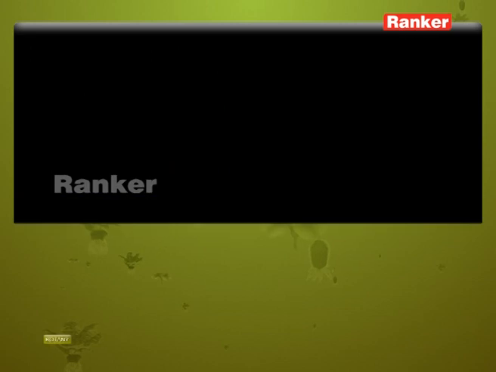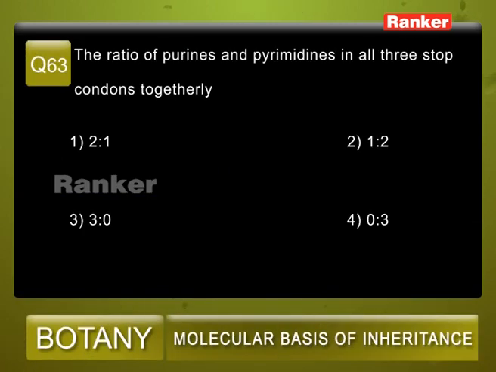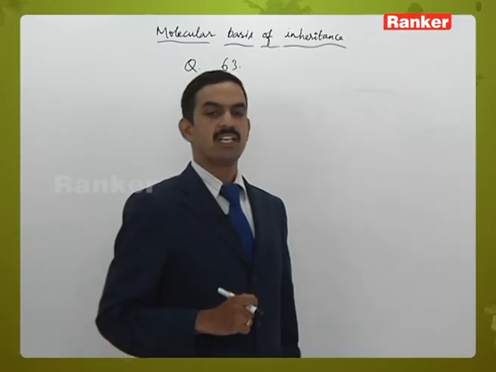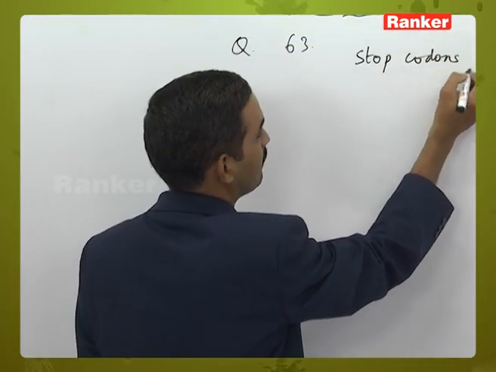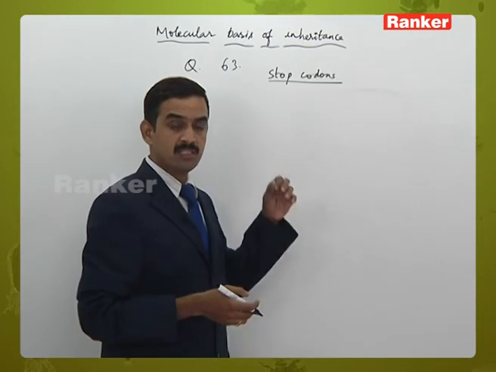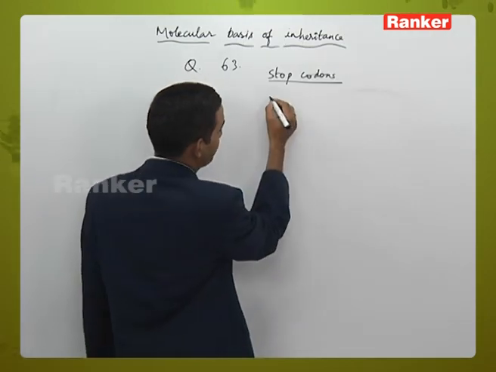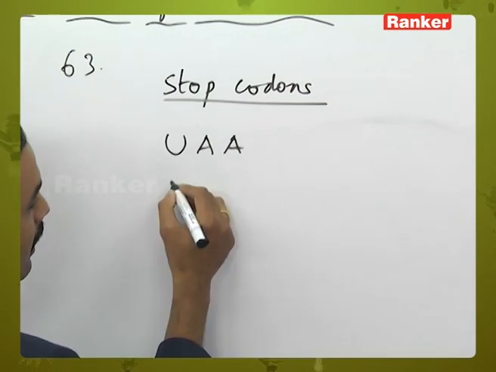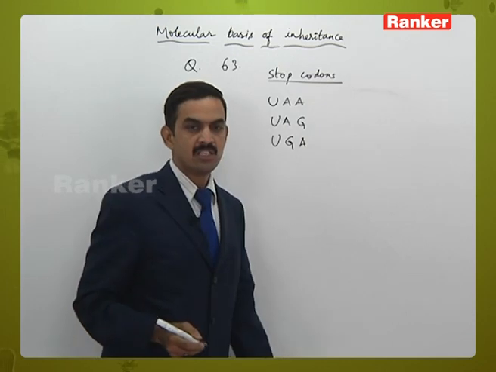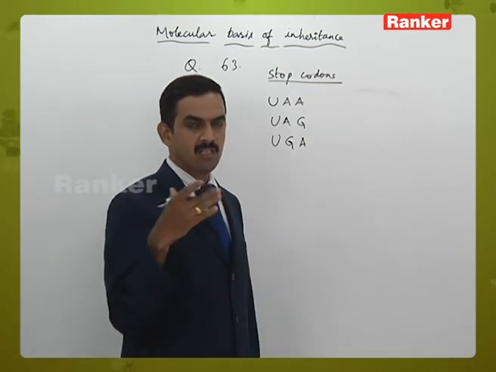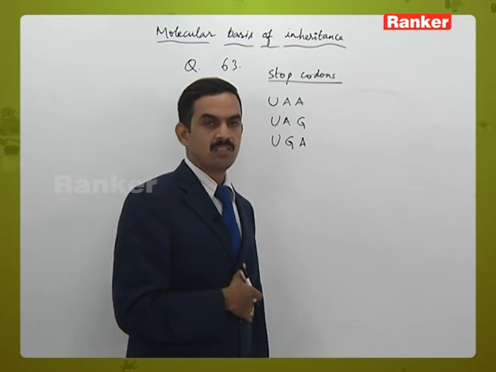Question number 63, the ratio of purines and pyrimidines in all 3 stop codons together. Options: 2:1, second 1:2, third 3:0, 4 0:3. Here the question is related to the stop codons. Stop codons are nothing but the termination codons or the nonsense codons. There are three types: UAA, UAG and UGA. These are the three stop codons which are present in a code dictionary, that is the genetic code.